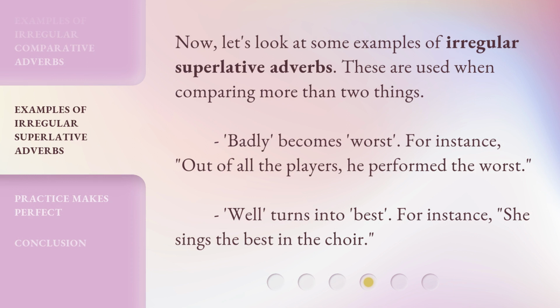Now, let's look at some examples of irregular superlative adverbs. These are used when comparing more than two things. Badly becomes worst. For instance, out of all the players, he performed the worst. Well turns into best. For instance, she sings the best in the choir.